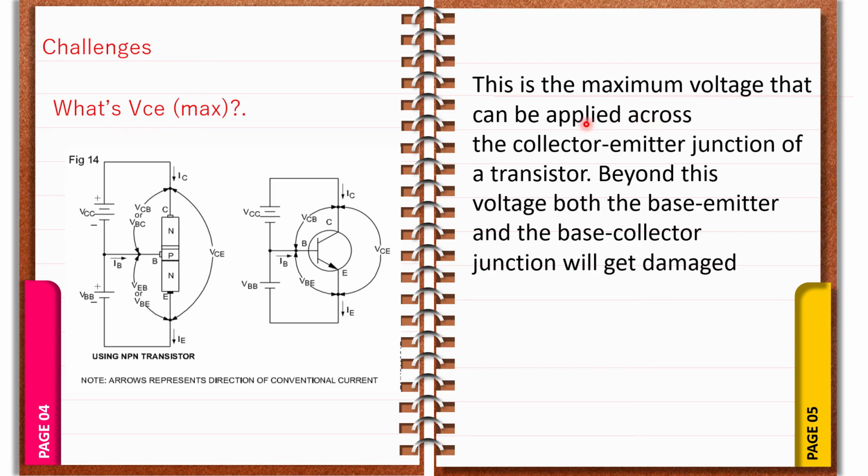What will happen if I keep on increasing the collector emitter voltage? Finally, these two junctions, the NP junction and PN junction, both get damaged. Without damaging any junction, the maximum voltage I can apply across the collector and emitter region, that maximum voltage we say is the maximum collector emitter voltage. Okay friends, I hope you understood this concept.